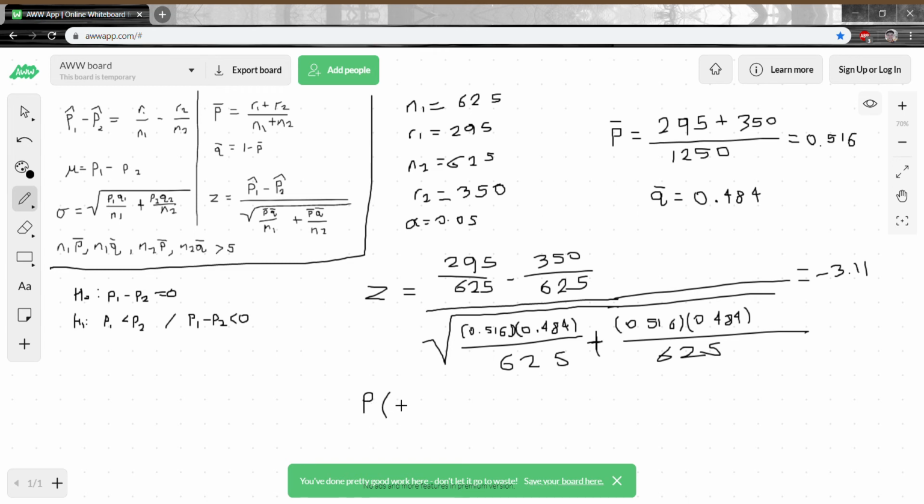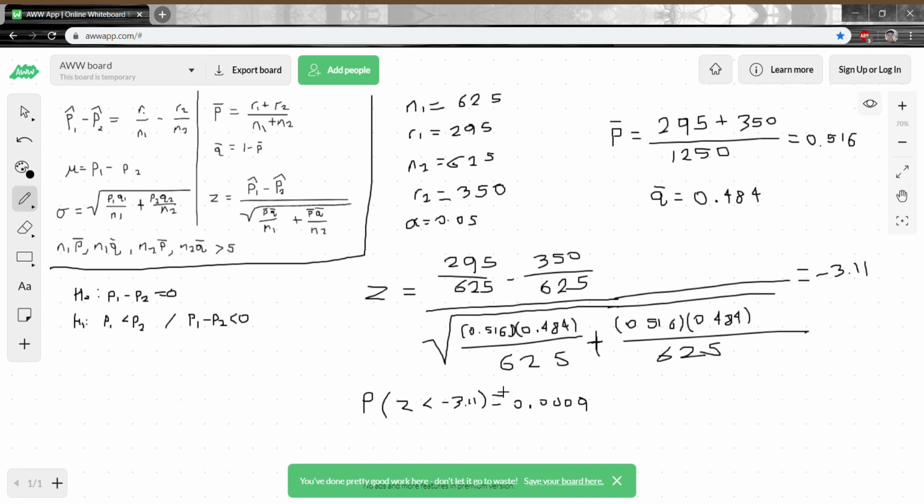So the p-value of z less than negative 3.11 is 0.0009. Since this is a left-tailed test, this is the value that we're looking for. That's so weird. The periods that I'm writing keep getting erased, and I don't know why.